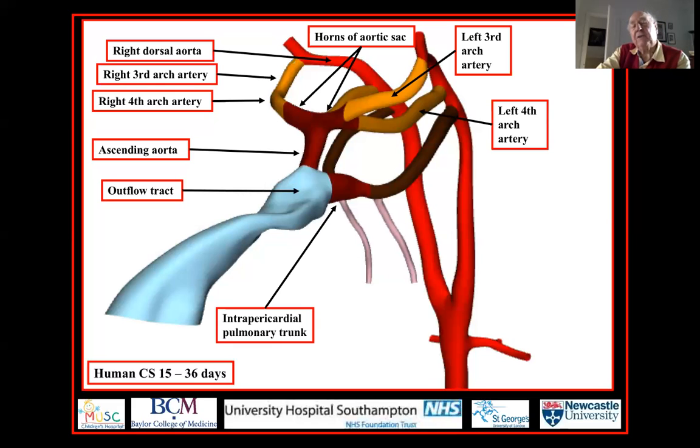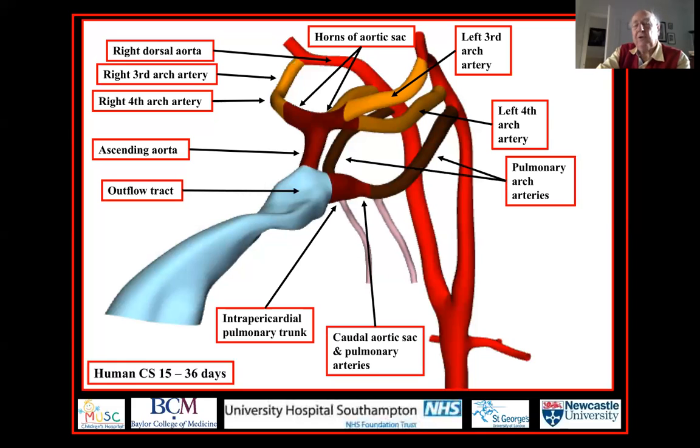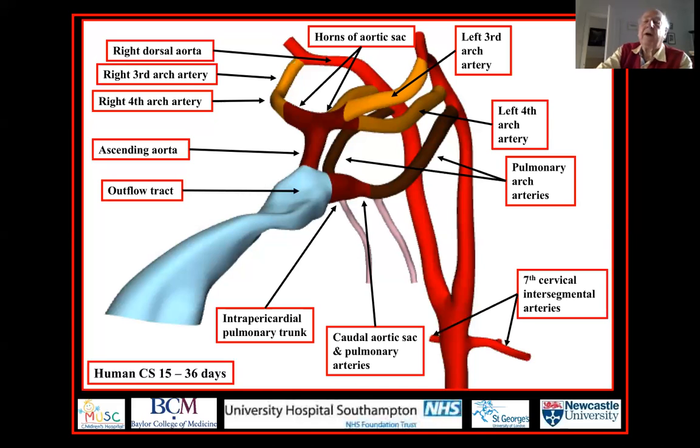giving rise to developing right and left pulmonary arteries. They are percolating caudally towards the developing lungs, running down within the pharyngeal mesenchyme, but arising also from this caudal part of the aortic sac, we have the two pulmonary arch arteries. And then still arising from the dorsal aorta, we have the seventh cervical intersegmental arteries.